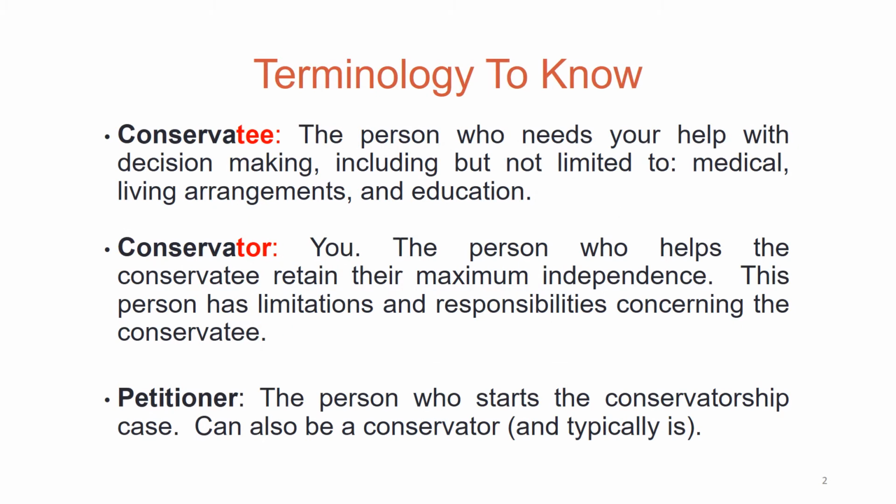There are three terms used frequently in a limited conservatorship case you should be familiar with. First, the conservatee is the person who needs your assistance with medical, legal, and educational decisions. The conservatee is the person who you are trying to conserve. Second, the conservator or conservators is the person or persons who will be appointed by the court to assist the conservatee achieve their maximum independence. Third, the petitioner is the person who opens the conservatorship case. The petitioner is usually also a conservator.